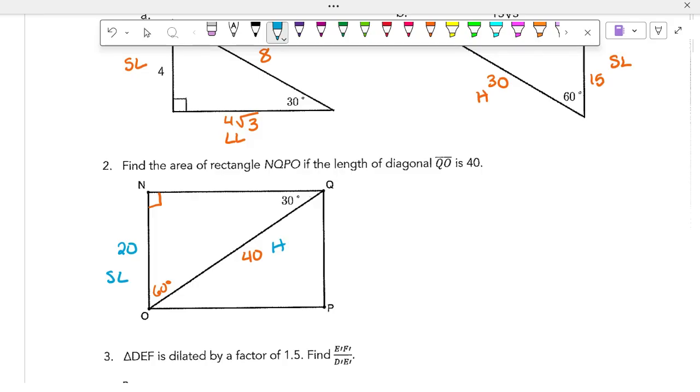How do I get my long leg? Multiply by the square root of 3. So that's 20 square root of 3. Now, what's the area of the rectangle? Times them together. So 20 times 20 square root 3. You just got to multiply the two 20s together. So what's 20 times 20? 400. So this would be 400 square root 3 units cubed. Not cubed, sorry, squared. We're doing volume in math 3, so cubes on the brain.